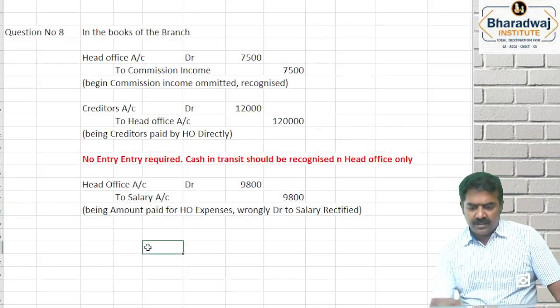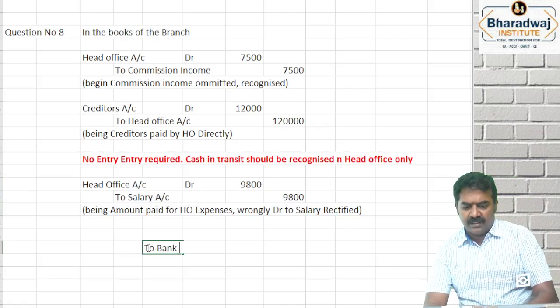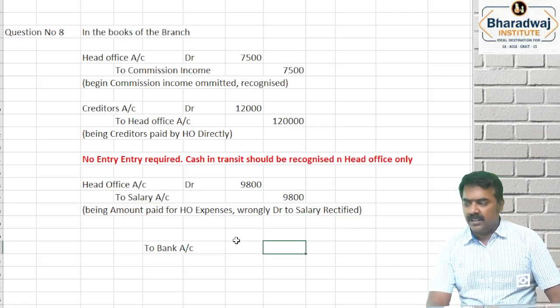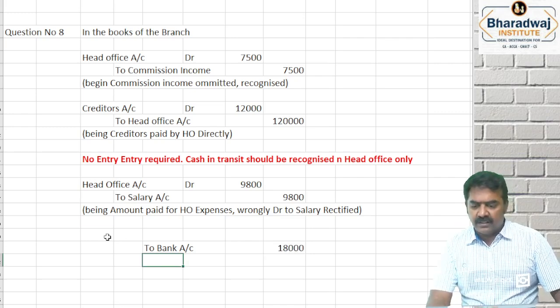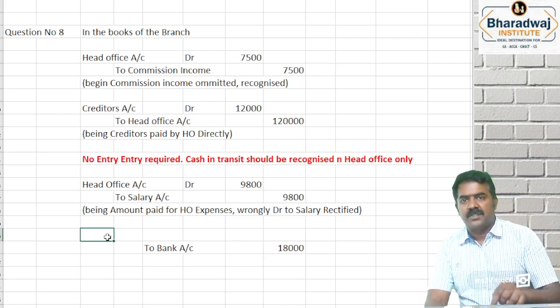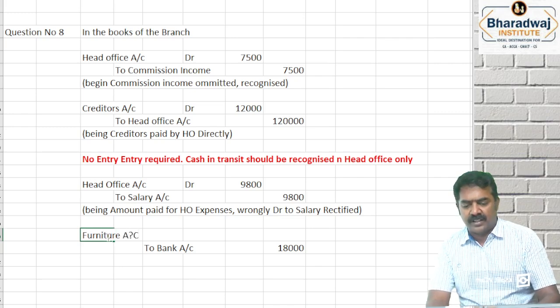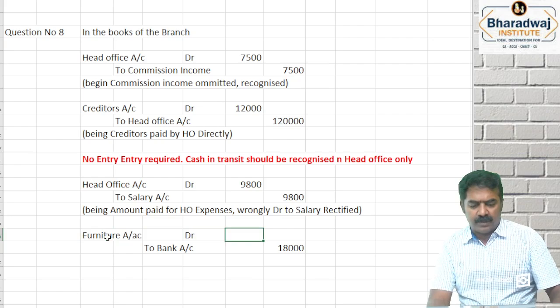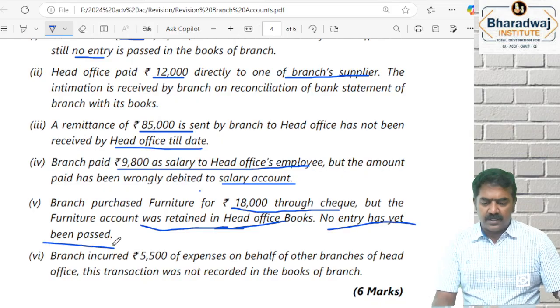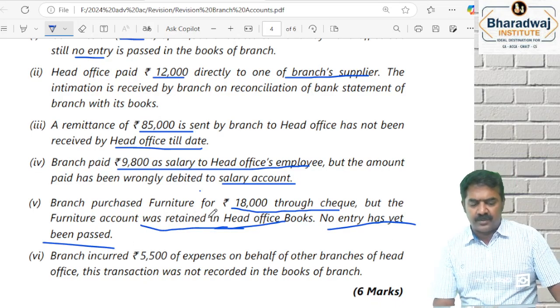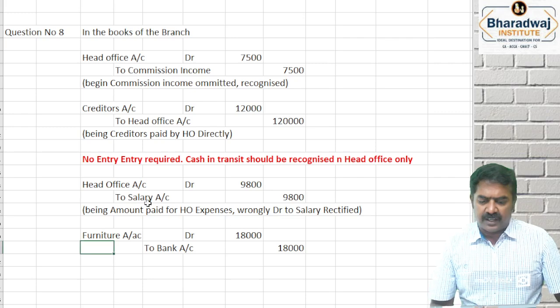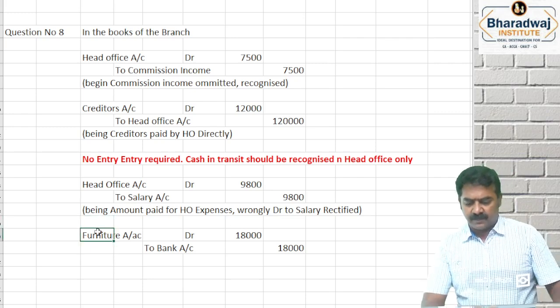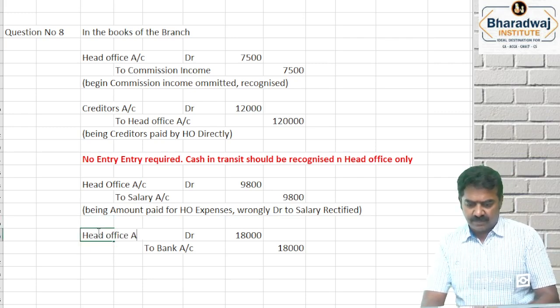We paid it. So whenever you pay, you will put which entry? To bank account. How much did you pay? 18,000. Okay, wait. If the furniture is used in branch, what entry would have been passed? Furniture account debit to bank account 18,000. The problem is furniture is retained in head office. So what entry will pass? Bank account.